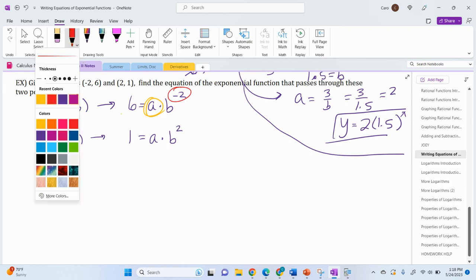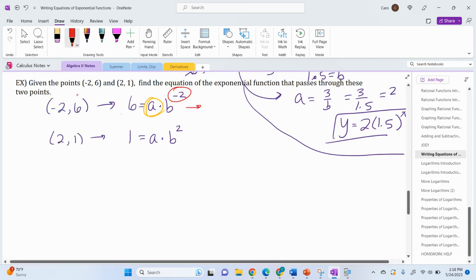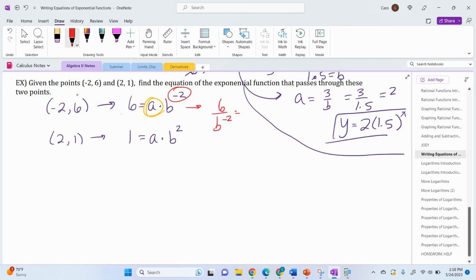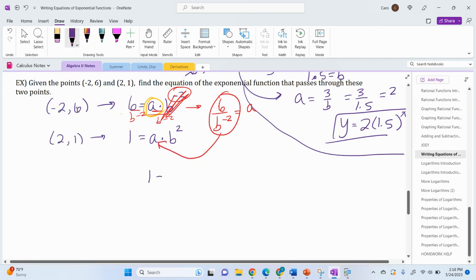When you're doing it on your own, you can definitely choose which variable you want to get alone, but you have to solve for one of them so that you can plug into the other equation. So I just divided each side by b to the negative 2. That cancels, and I'm left with a. Okay, so now I know that a is 6 over b to the negative 2. Let's plug it into that equation there. So I have 1 equals 6 over b to the negative 2 times b squared.